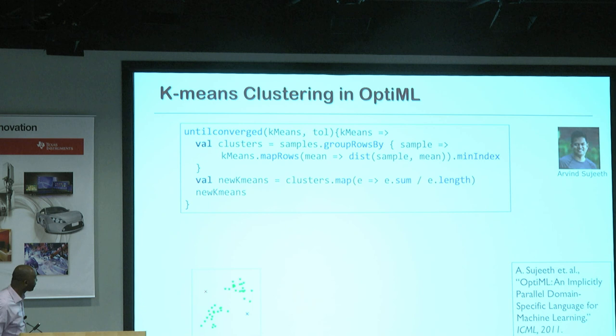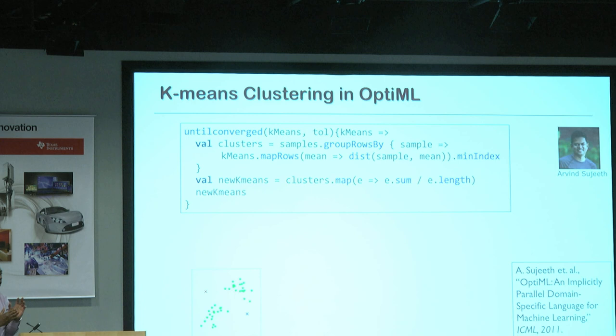Just to give you a flavor of this, this is k-means clustering in a language we call OptiML, which is embedded in a programming language called Scala. I won't bore you with the details of the different ways of implementing domain-specific languages, but this is an example of an embedded domain-specific language because it's embedded in a general-purpose programming language. TensorFlow and PyTorch are similar.